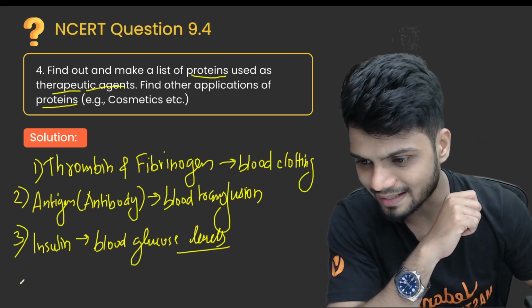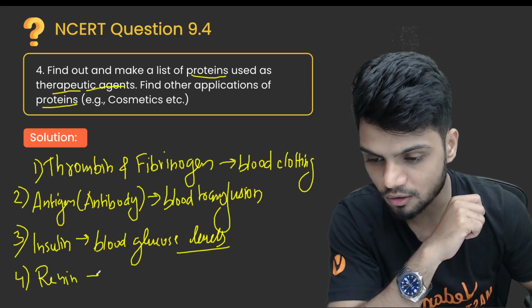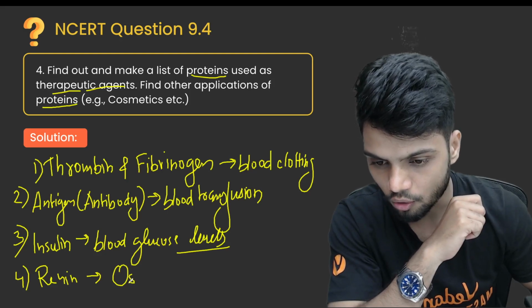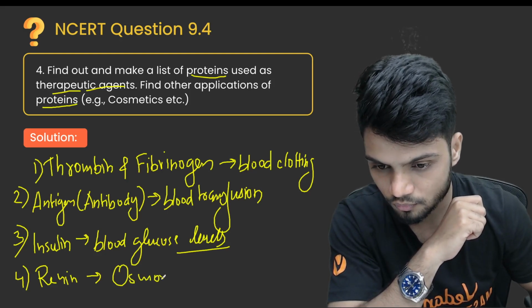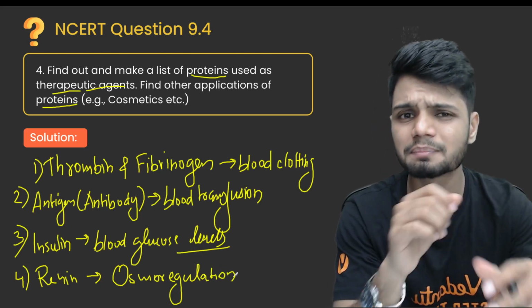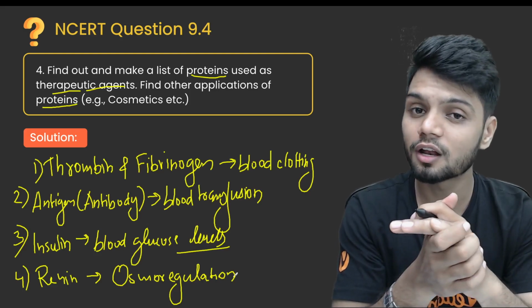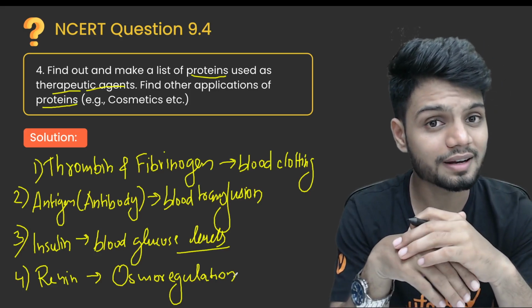The fourth one is renin. The fourth one is another type of protein which is renin. Now renin helps in osmoregulation. So those are the different types of proteins. Except these proteins, we have a lot of enzymes. Remember, enzymes are also a type of protein. There are a lot of enzymes which have a variety of functions.